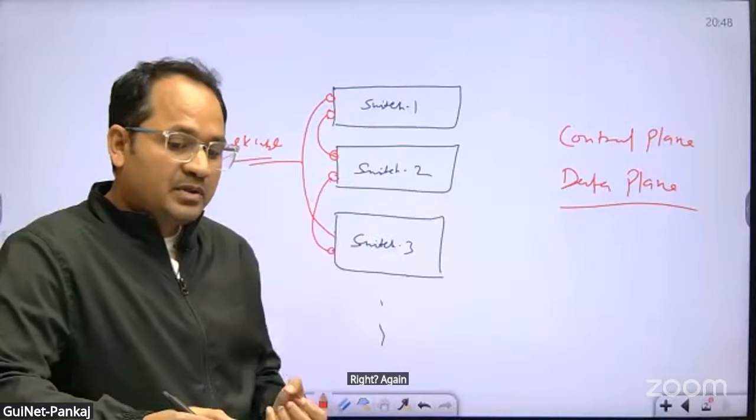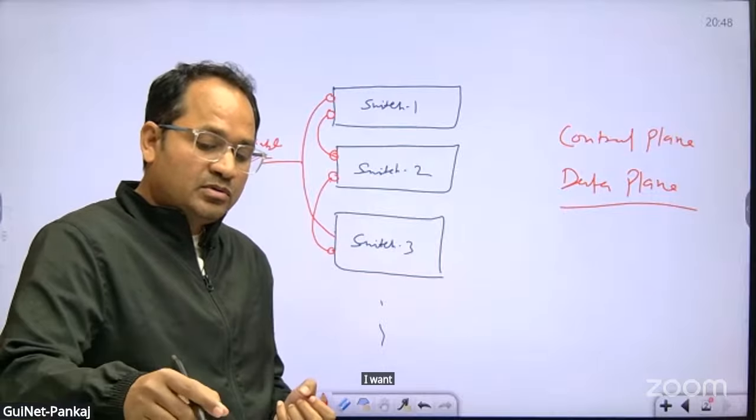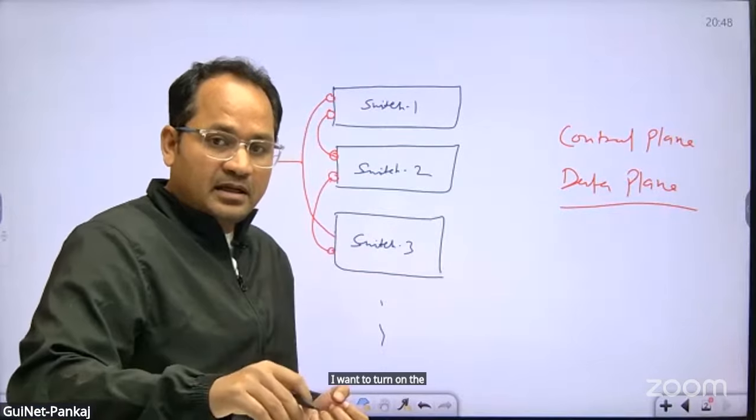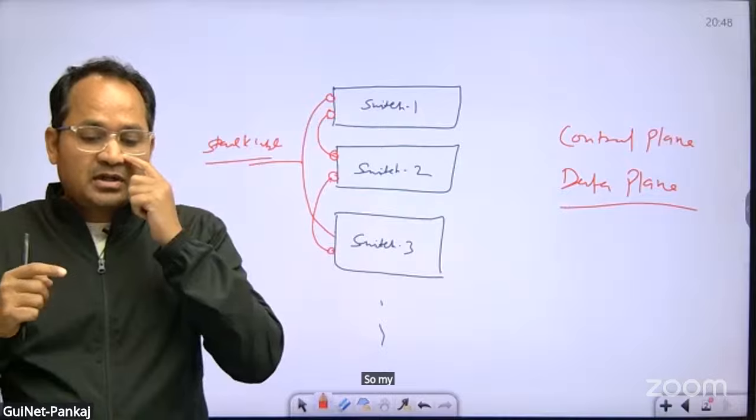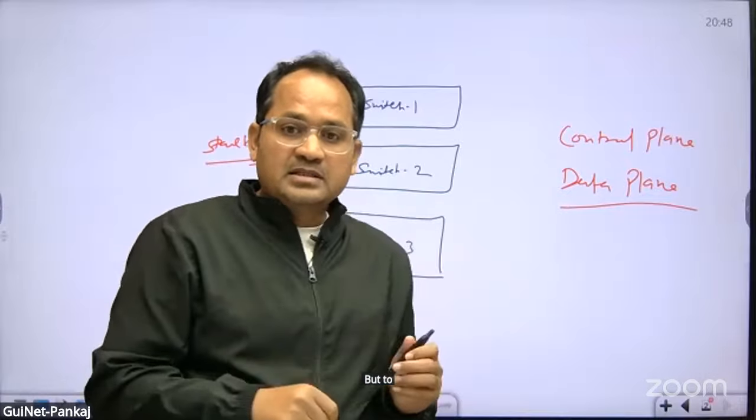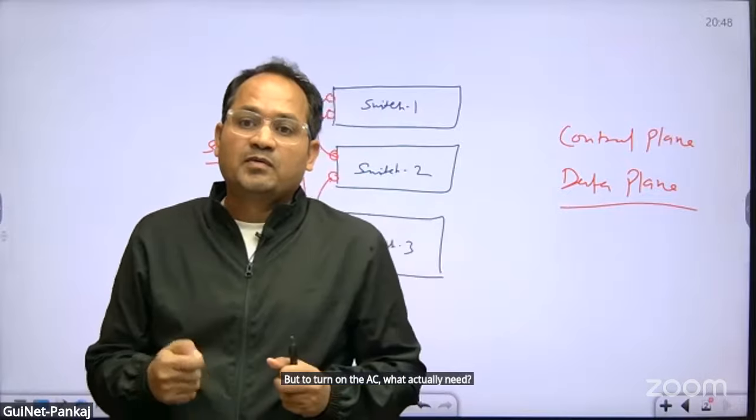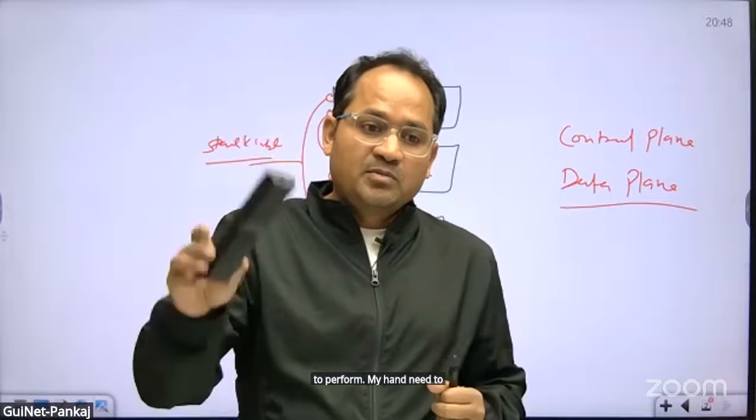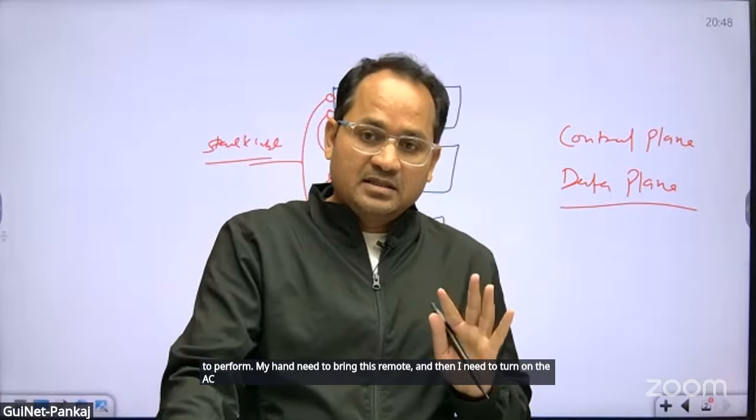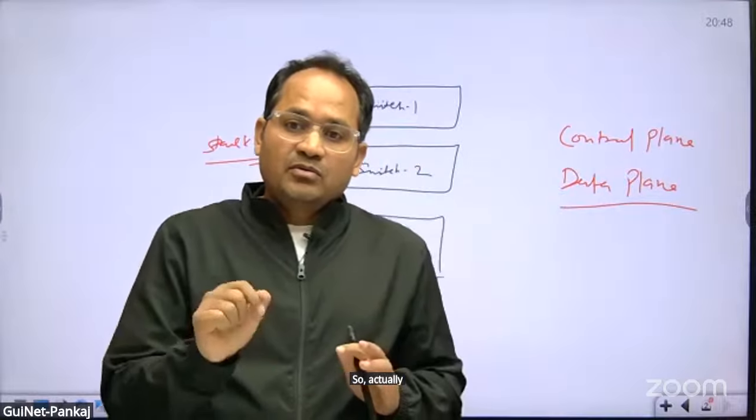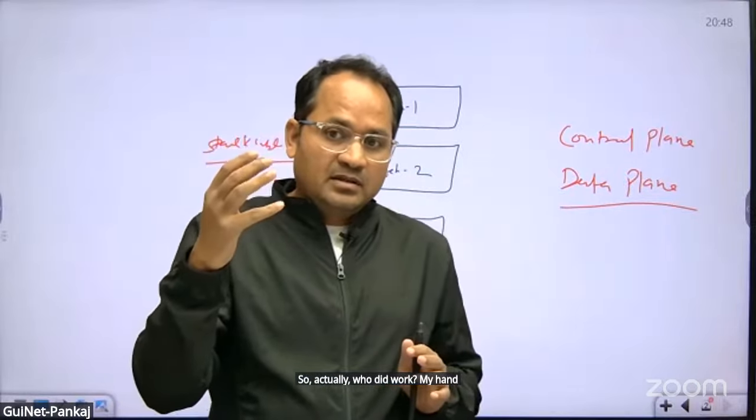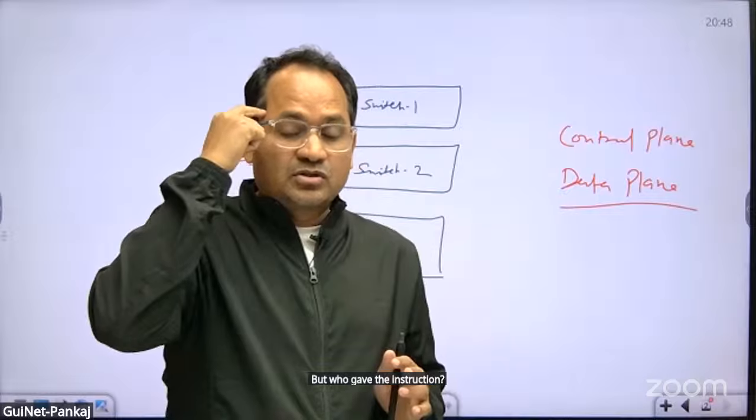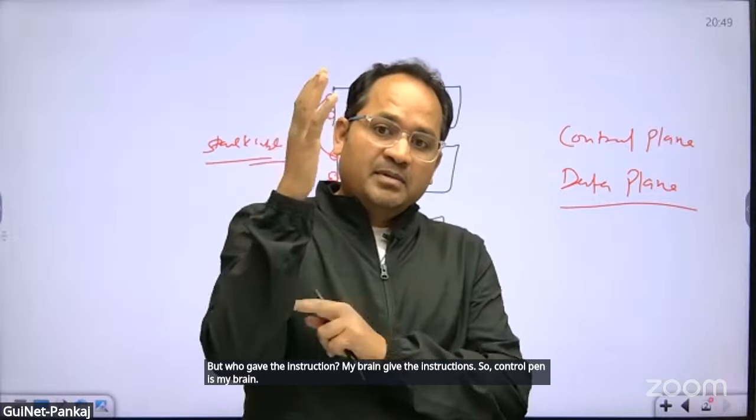Again, I'm giving the example. Let's suppose I want to turn on the AC. My brain says you need to turn on the AC. But to turn on the AC, what actually needs to be performed? My hand needs to bring this remote and turn on the AC. Make sense? So actually, who did the work? My hand did the work. But who gave the instruction? My brain gave the instruction. So control plane is my brain, but data plane is my hand.